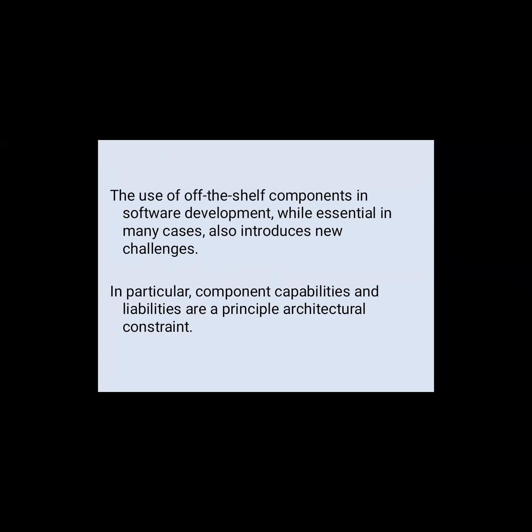So that means by using the off-the-shelf components, here we are mainly focused on the modules in a software architecture. Now we are verifying whether those modules meet the desired quality, and at the same time whether they are able to cooperate with the other modules in your software architecture or not. At the same time, we are able to identify the errors also by using the off-the-shelf components. In particular, component capabilities and liabilities are principal architectural constraints.